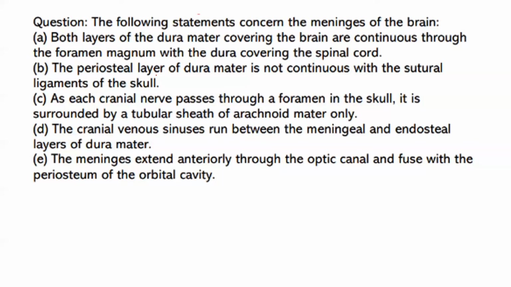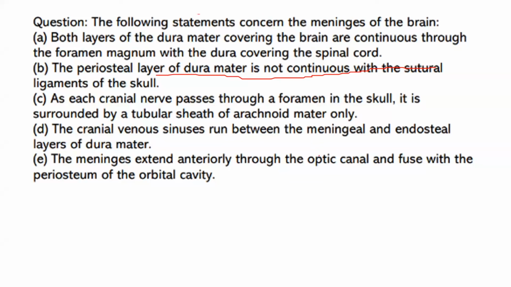As for B, the periosteal layer of the dura mater is not continuous with the suture ligaments of the skull. Again, it is continuous with the suture layers. That's how you have epidural hematomas that respect the suture lines. C, as each cranial nerve passes through a foramen in the skull, it's surrounded by a tubular sheath of arachnoid mater only. It's not, it's surrounded by pia, arachnoid, and dura mater, so all three.